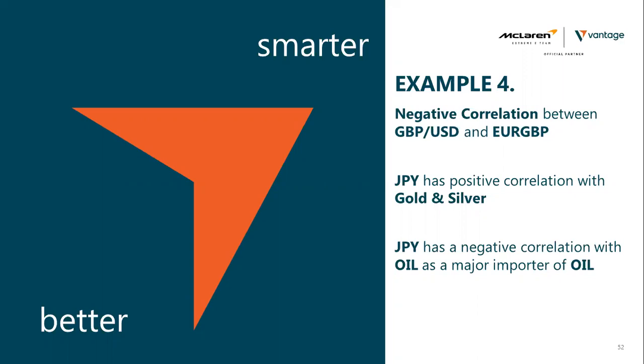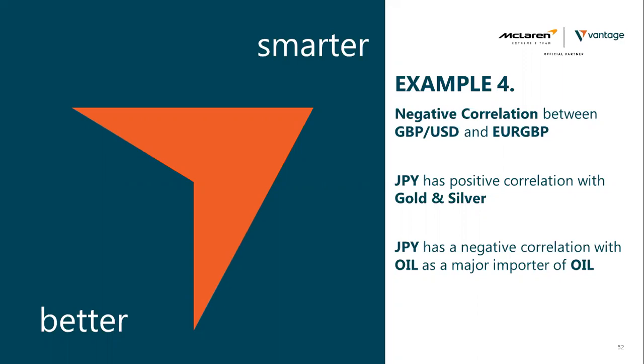So why this happens is that the Japanese economy is one of the largest importers of crude oil in the world. So what that means is that whenever the price of crude oil is low, the Japanese economy benefits from that. But whenever the price of crude oil is high, the Japanese economy takes a hit from that because now the government has to pay more for the same crude oil. You see, that's why there's a negative relationship.